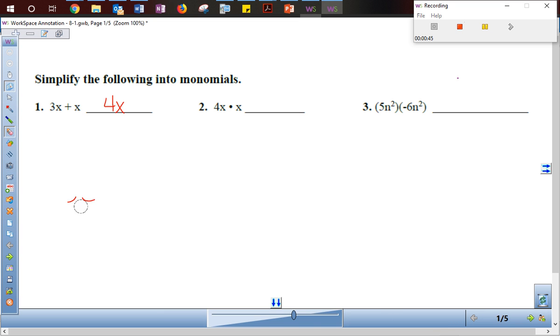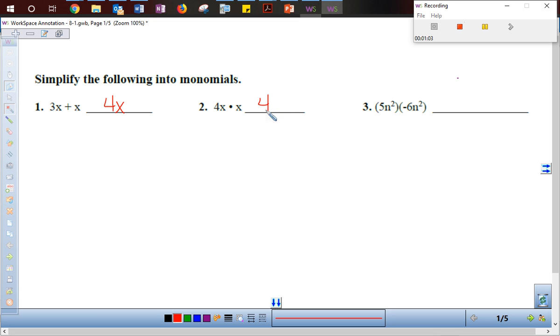Alright, now on number 2, I'm multiplying 4x times x. This is when you have to do a little bit of work with the exponents. Now, when you multiply the terms, you multiply their coefficients just like normal. So I have a coefficient of 4 and a coefficient of 1. 4 times 1 gives me 4. But when I take x and multiply it by x, I have to add their exponents to get x to the second power. On number 3, I have 5n squared times negative 6n squared.